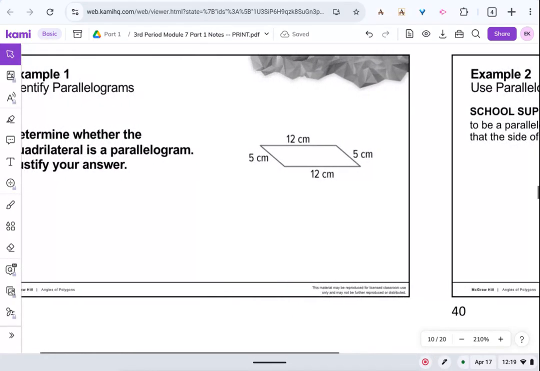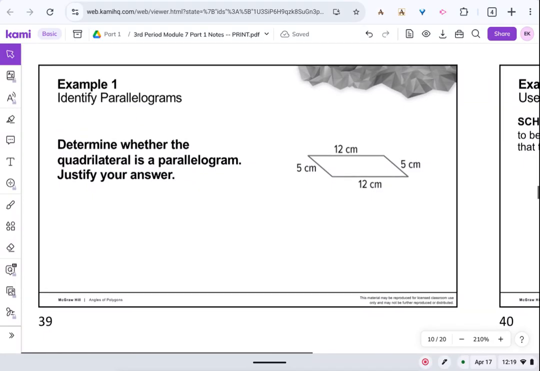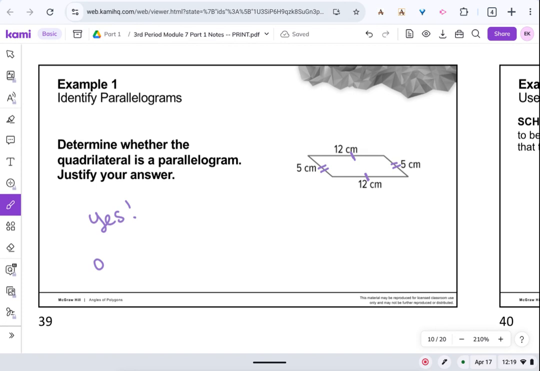looking at slide 39, it says determine whether the quadrilateral is a parallelogram. Justify your answers. So if I look here, these two sides are congruent. These two sides are congruent. So yes, this would be a parallelogram. And the reason they are is because opposite sides are congruent.